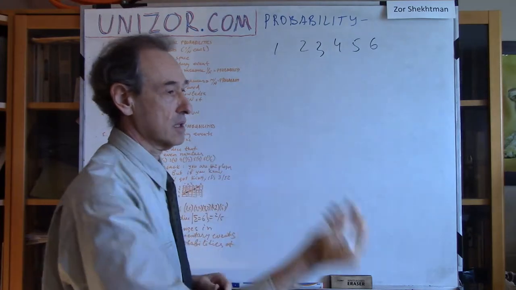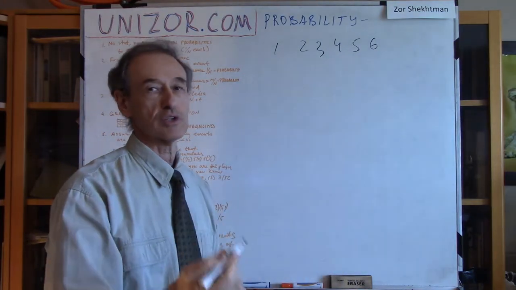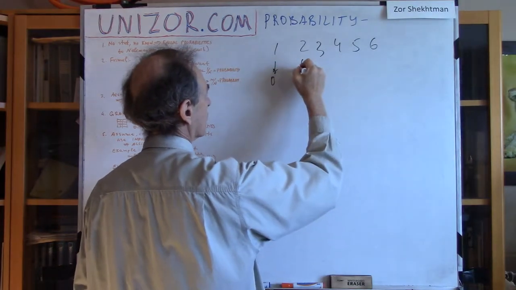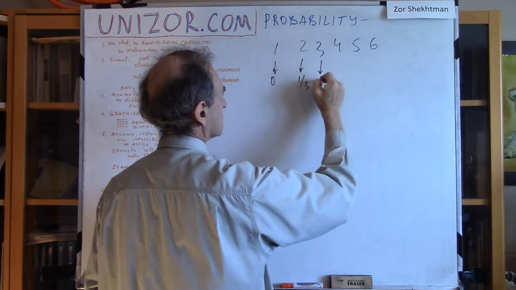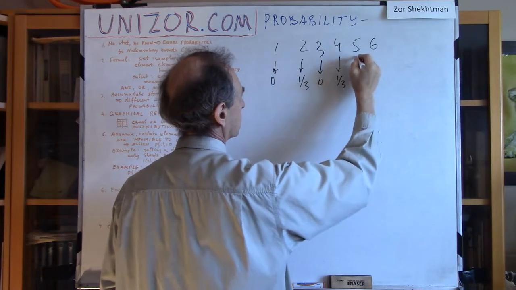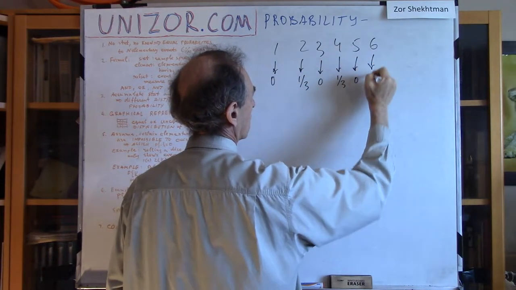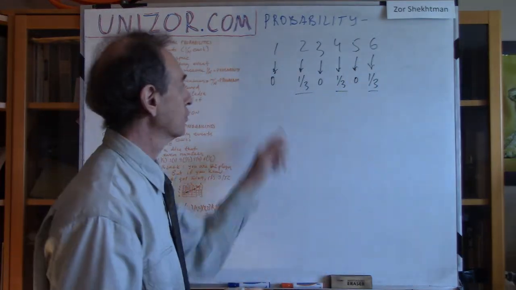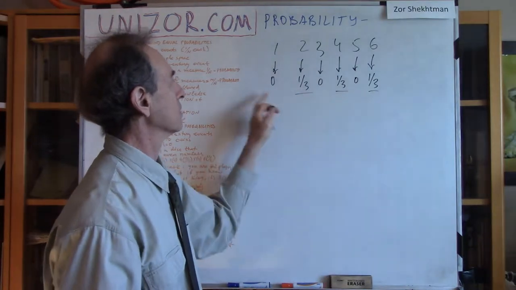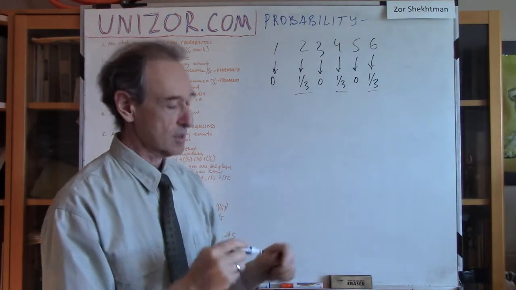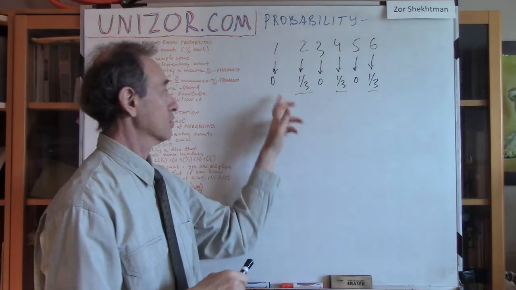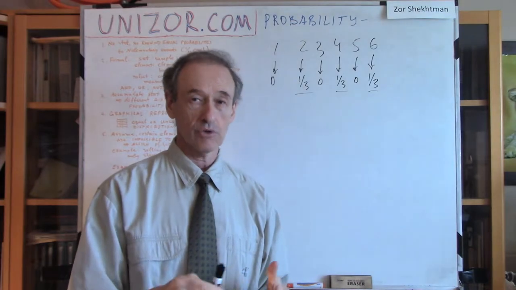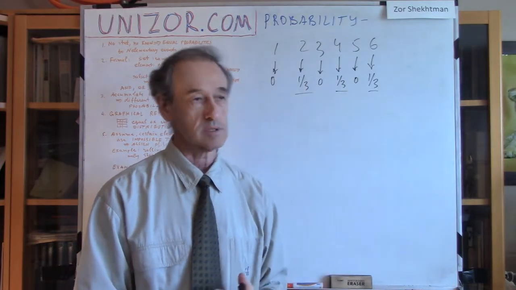And therefore, my distribution of probabilities, instead of 1/6 to each, should actually be switched to 0, 1/3, 0, 1/3, 0, and 1/3. So I have three possible outcomes, 2, 4, and 6, and three impossible, 1, 3, and 5. That's why I have assigned the probabilities of impossible events to 0. Now, it doesn't really matter whether I can make such a dice or not. This is a purely theoretical consideration.